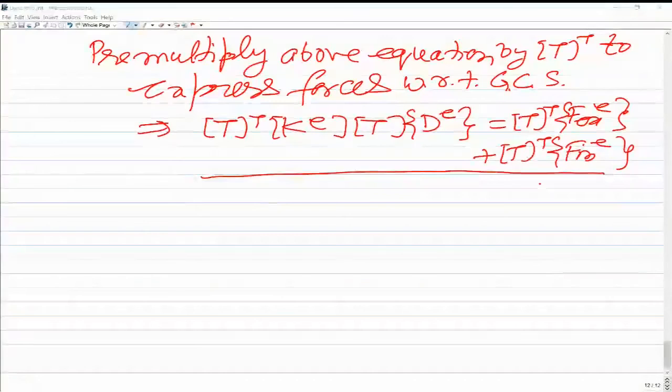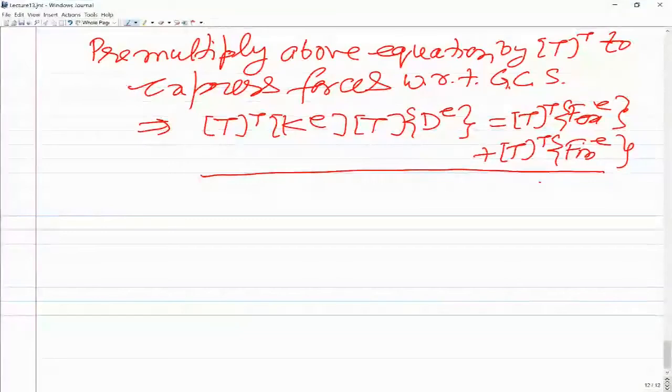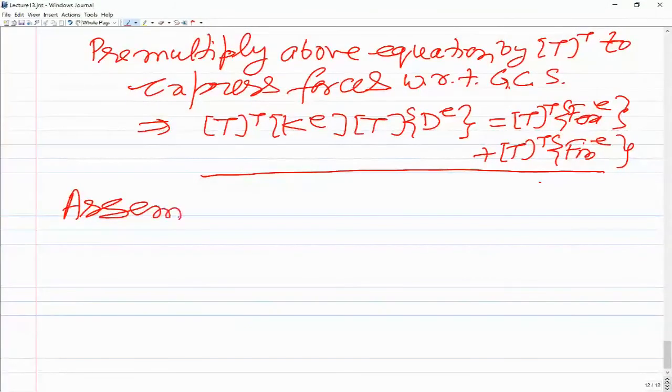So I think let me complete this part and then I will stop. So now, as I said, the assembly is done after this transformation. You have to first transform the element level governing equations and then assemble into the global system. So assembly is done after transformation.